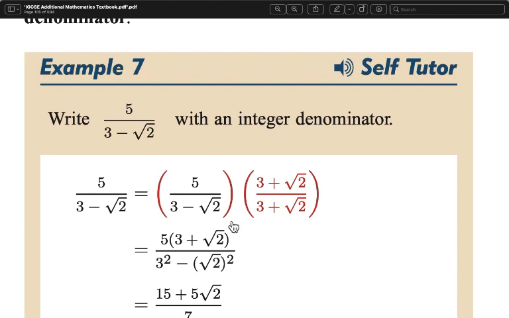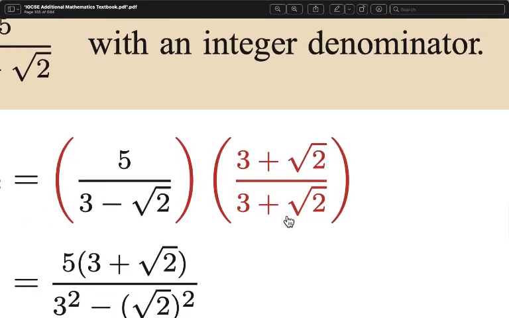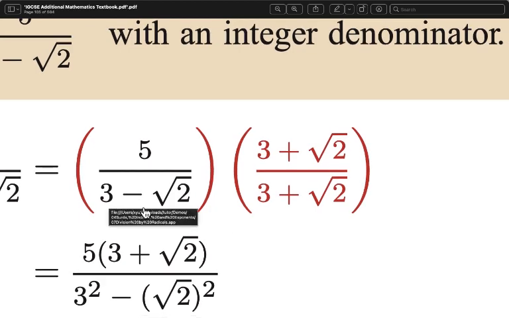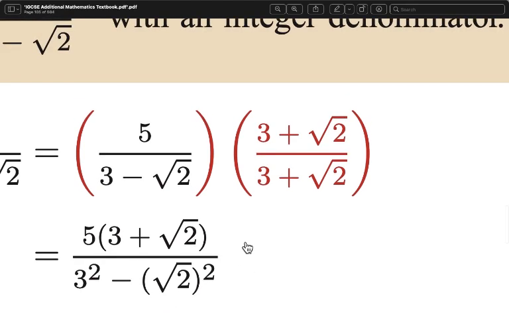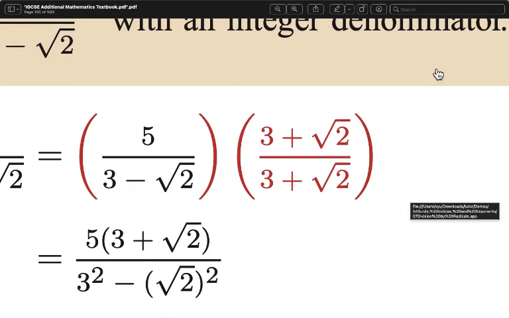So in this case, 5 over 3 minus the root of 2. You multiply 3 plus the root of 2 for both the numerator and the denominator, because in this case 3 is going to be the first variable. The root of 2 is going to be the second variable. 3 is going to be a in the equation. Root of 2 is going to be the b in the equation. 3 times 3 will equal 9, and the root of 2 times the root of 2 will be equal to 2. 9 minus 2 is going to be 7, and the denominator is going to be 7.